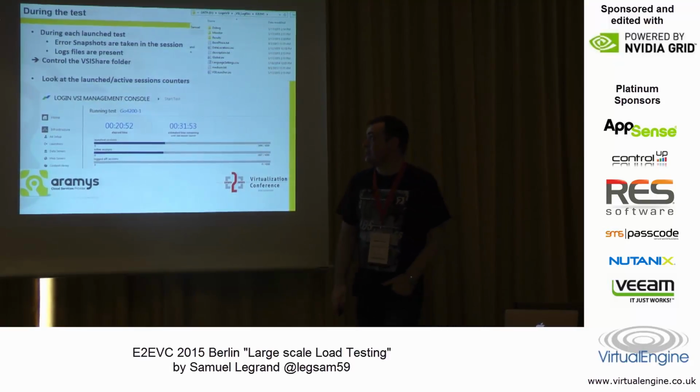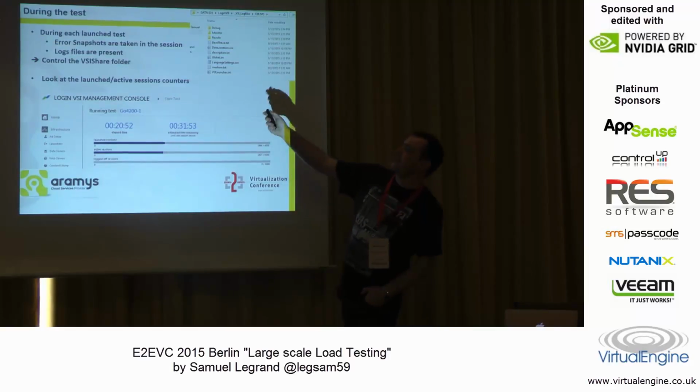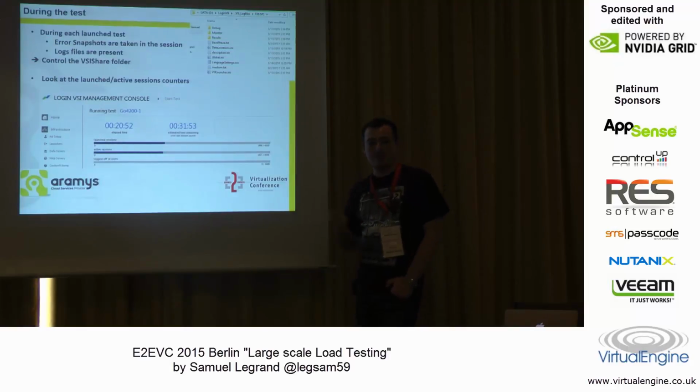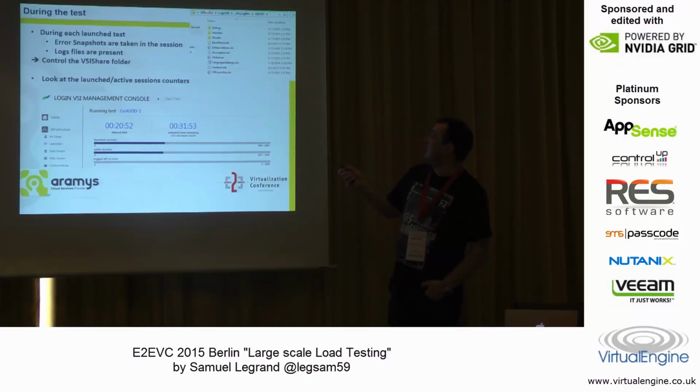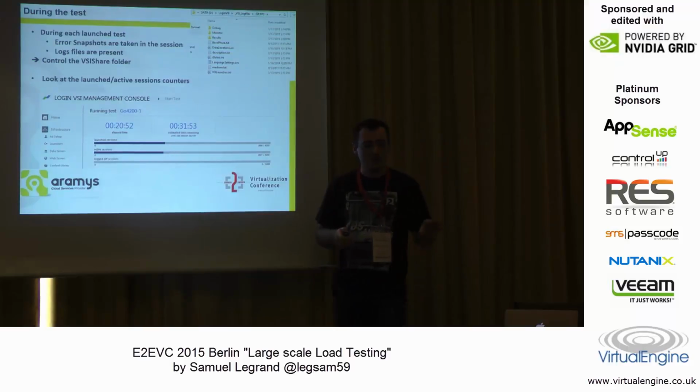So now the test is running, and during each launcher test, error snapshots are taken during the session. You will find them here: the share that we created before the installation, VSI log files, the name of the test, and a folder called debug. You have all the screenshots from each time a session got a problem, a screenshot is taken, and you can find it here. So it's really cool to have a screenshot of the problem.